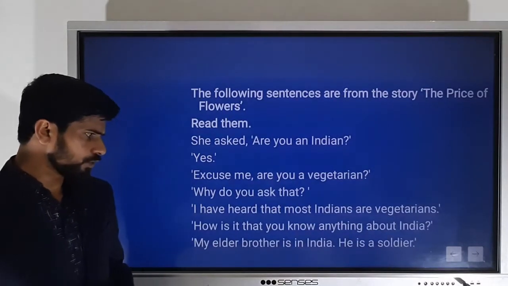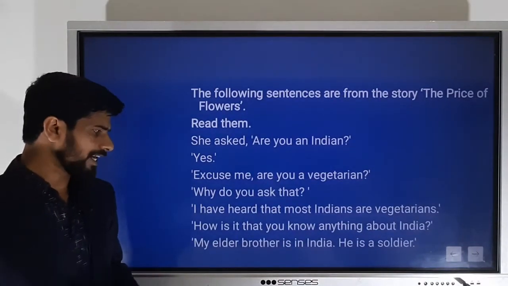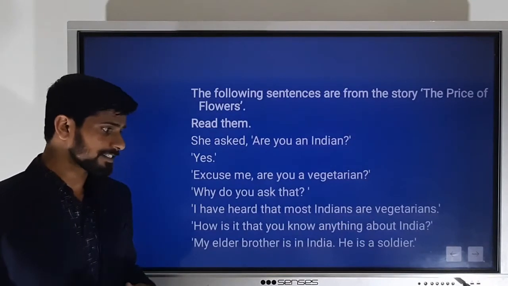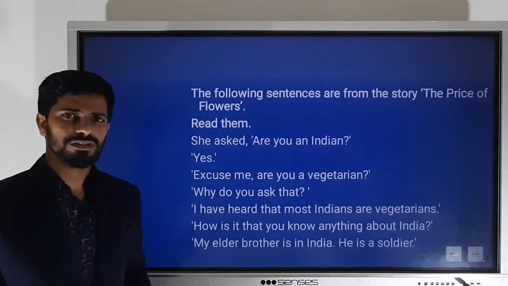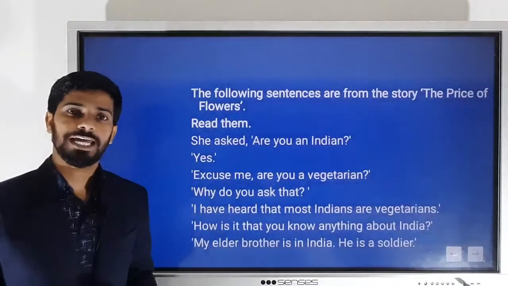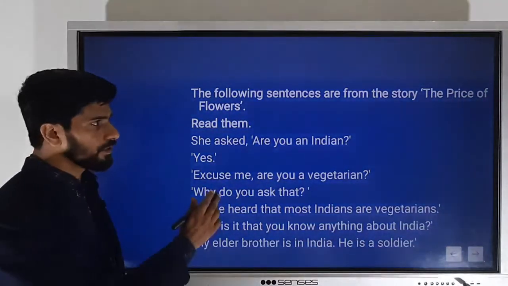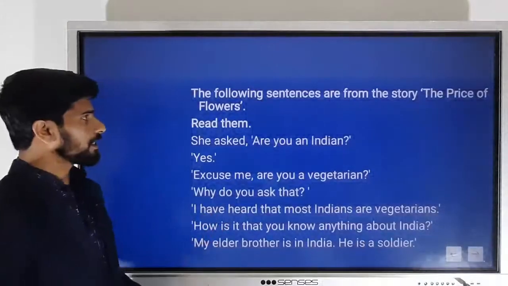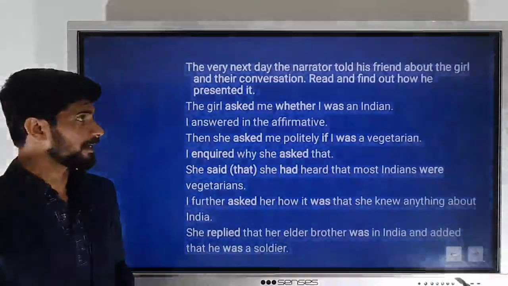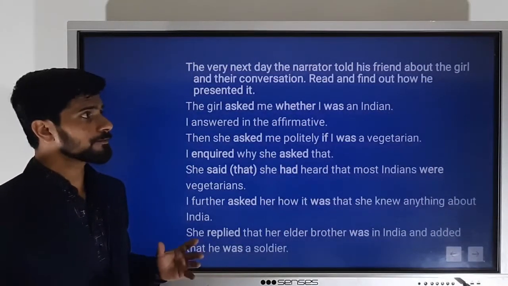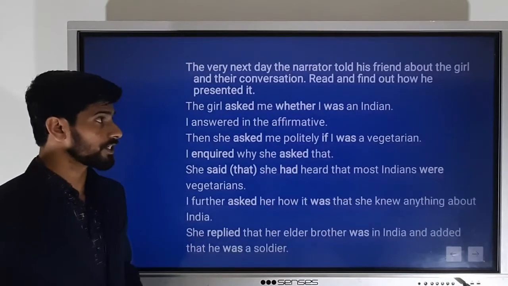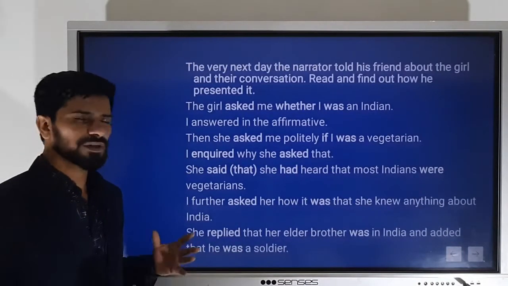How is it that you know anything about India? My elder brother is in India. He is a soldier. So you all know this conversation. This is between Gupta and Maggie, right? Okay. Then this is from the chapter The Price of Flowers, and the very next day, the narrator told his friend about the girl and their conversation. Read and find out how he presented it.